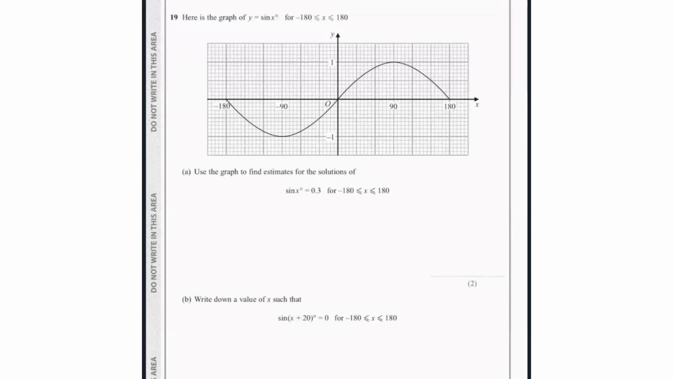Question 19 says, here's the graph of y equals to sine x for -180 to 180. Use the graph to find the estimate for the solution of sine x equals to 0.3. So 0.3 is going to come over here. So corresponding x values are going to be around 162, and this is going to be 18.